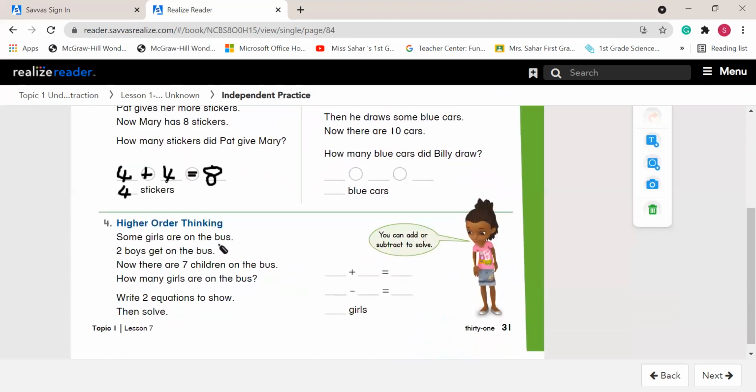Okay, some girls are on the bus. 2 boys get on the bus. Now there are 7 children on the bus. How many girls are on the bus? Write 2 equations.